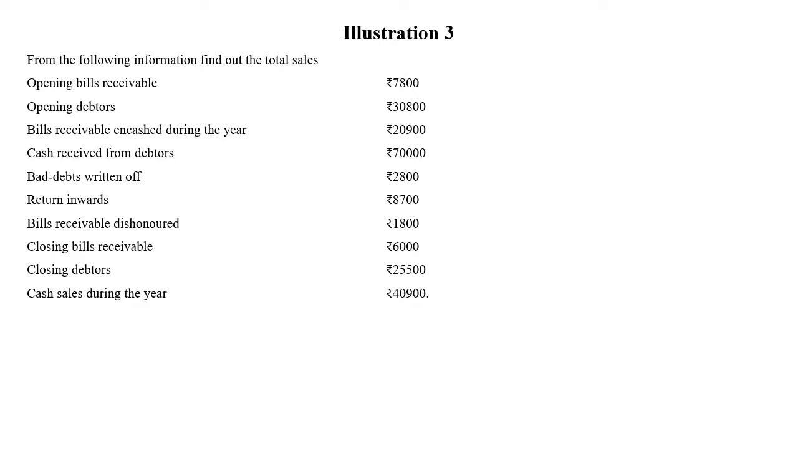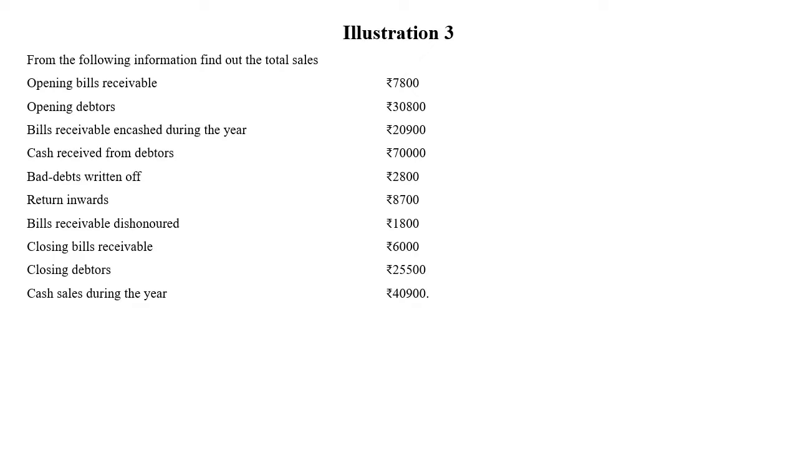Credit sale means the goods sold on credit basis, means you didn't receive the cash. Cash sale means you sold the goods on cash basis, means the immediate payment is done. So here you have to find the total sale. The total sale is cash sale plus credit sale. Cash sale information is given. See the last item, cash sale during the year 40,900. So you have to find credit sale.